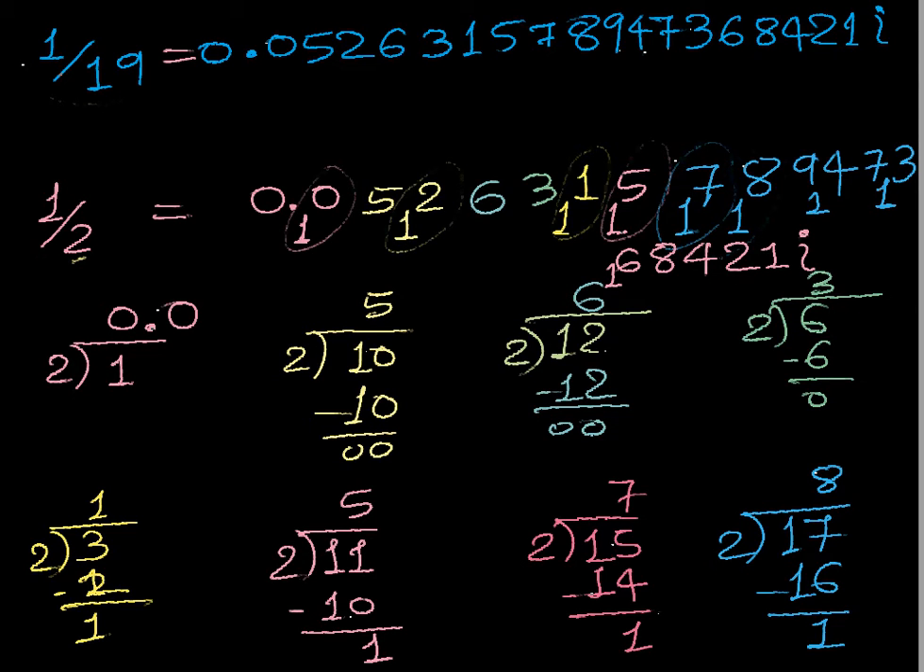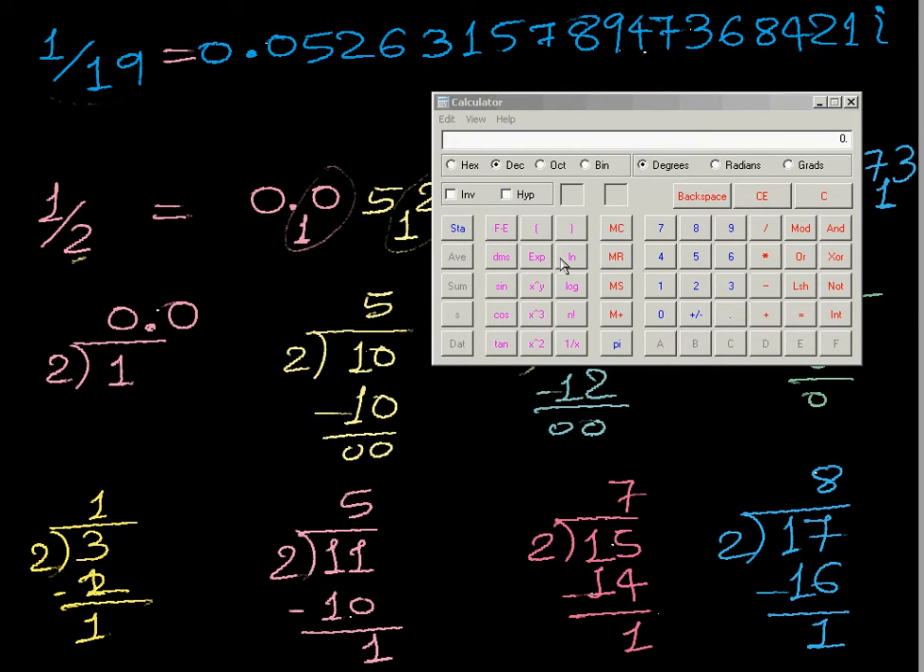So just quickly check using calculator whether our answer is right or not. 1 divided by 19. Yes, it looks absolutely right. Let's just check one by one. 0.052631 57894736842105. Yes, it is repeating the fractions. So our answer is absolutely right.